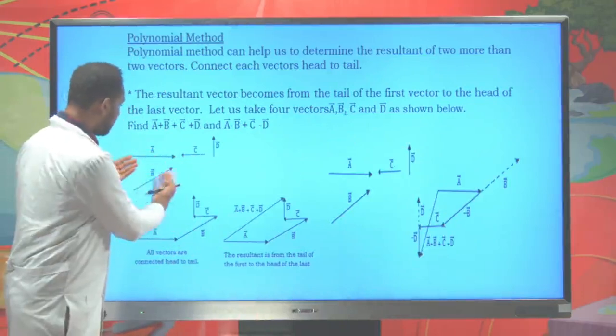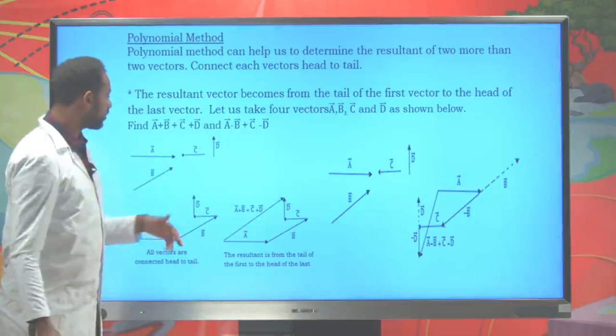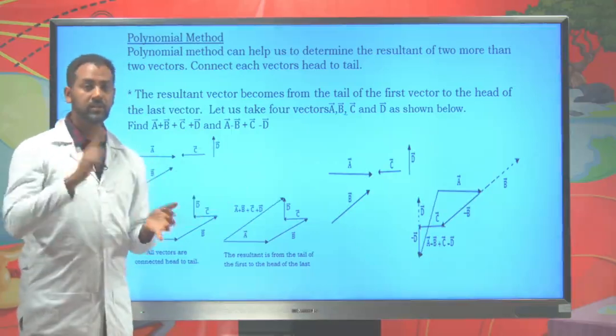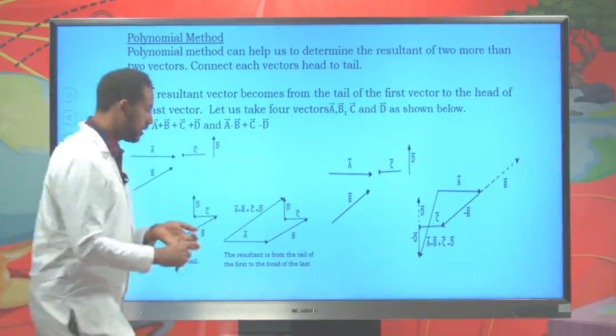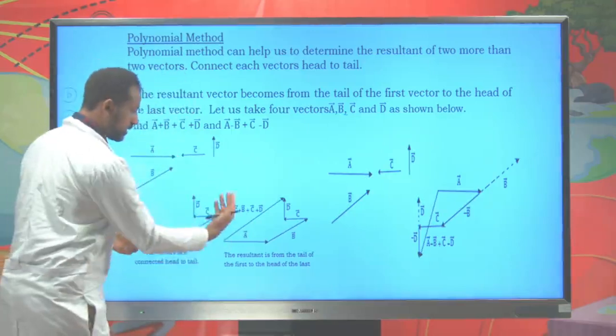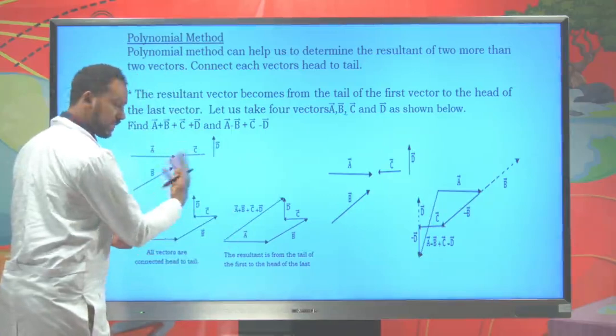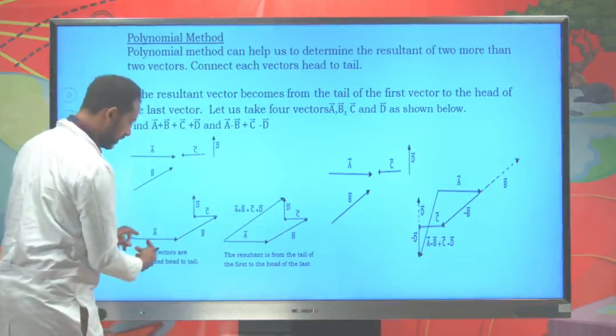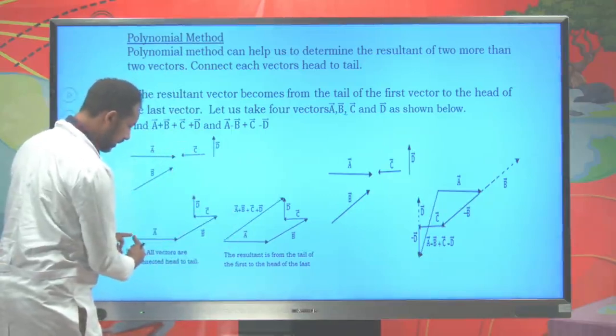Suppose here you have A, B, C, D, and the like. To add those vectors, you have to connect all the vectors head to tail. For example, let's find the summation of A, B, C, and D. All of these vectors might be added. Therefore, you have to connect head to tail.